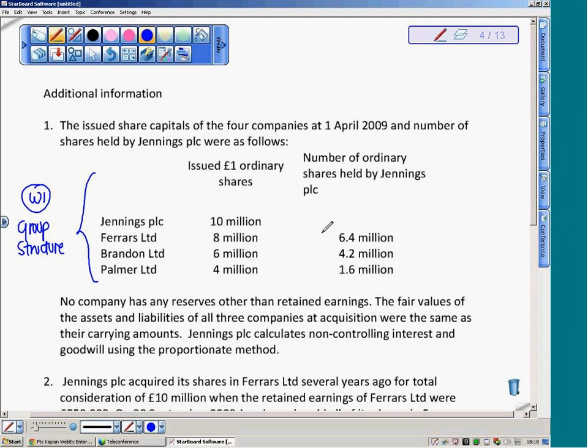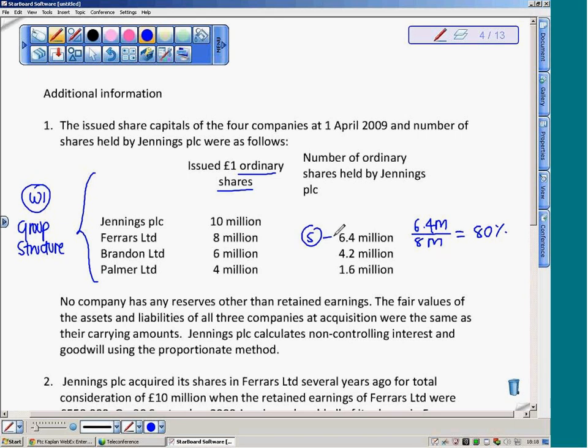Okay. What it tells us is the shareholding that Jennings has acquired and the total shares, the ordinary shares in respective entities. What I can do is just have a quick calculation to remind me whether it's a subsidiary or an associate. So I know that Ferrers is definitely a subsidiary. They tell me that in the requirement. It's one of their subsidiaries they've disposed of. Okay, I can work out the shareholding by taking the 6.4 against the 8 million. That would give me 80%, confirming that it was a subsidiary.